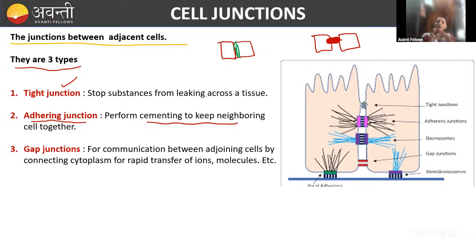Here, there is free movement of the molecules, communication between the adjoining cells and connecting cytoplasm. Here, the ions and molecules will pass freely. That is about the gap junction.